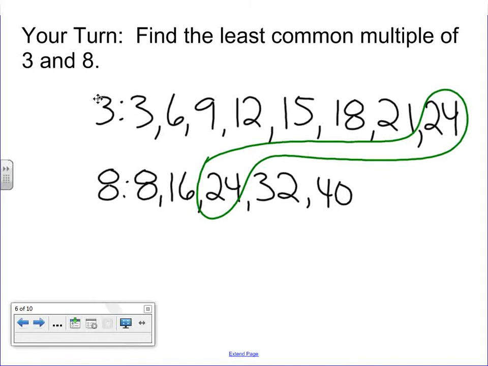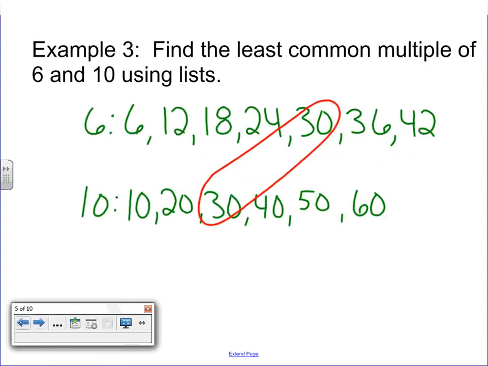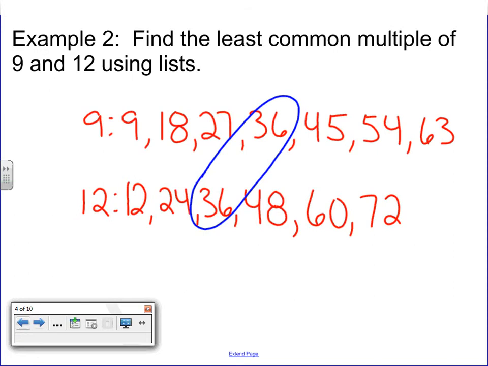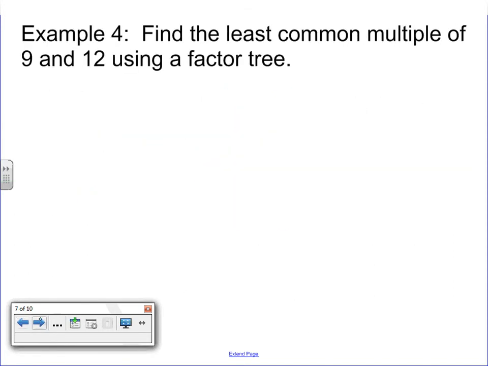All right, let's try a different method. This is the list method, and probably the easier of the two methods. But we're going to actually go and try prime factorization now. Now remember, we already did 9 and 12 once. That was our first example. We know it's 36. And that's okay that we know it, because it's nice to have sort of an idea of where we're trying to go with this when we're done.